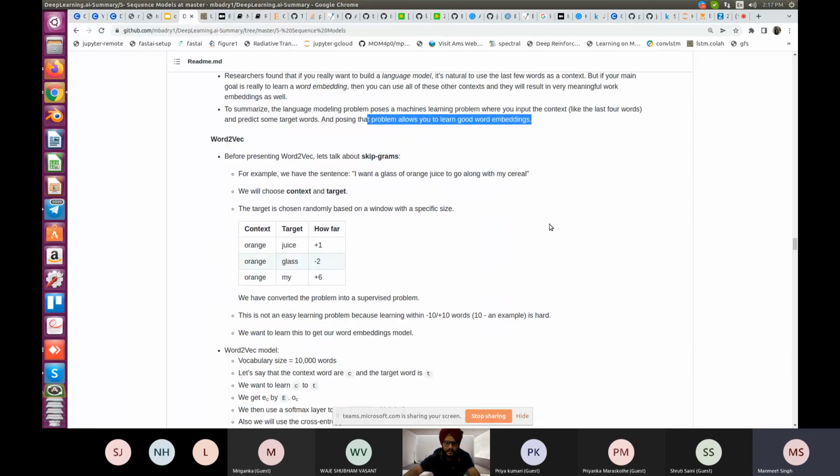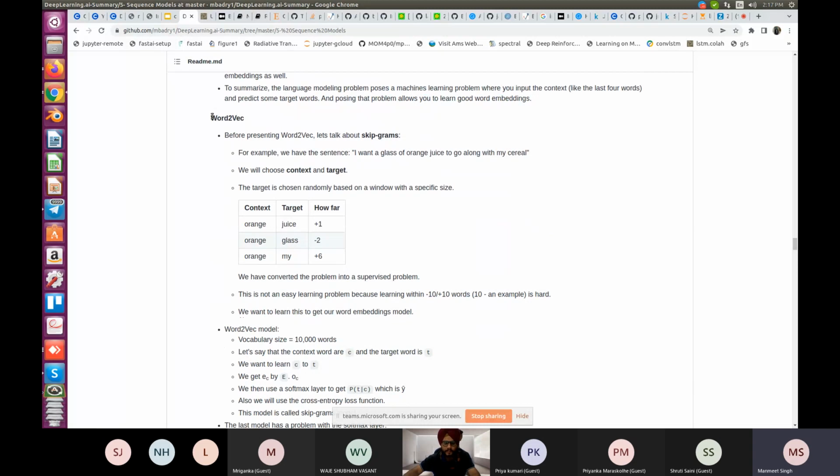Now, when we started, we talked about these two algorithms, word2vec and GloVe. Before word2vec, we should understand what skip-grams are. For example, we have the sentence, I want a glass of orange juice to go along with my cereal. We will choose the context and the target. The target is chosen randomly.